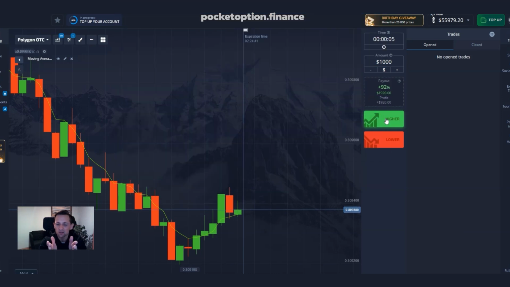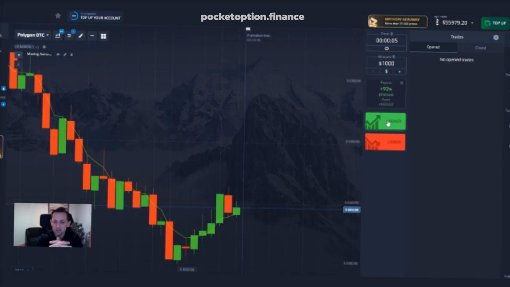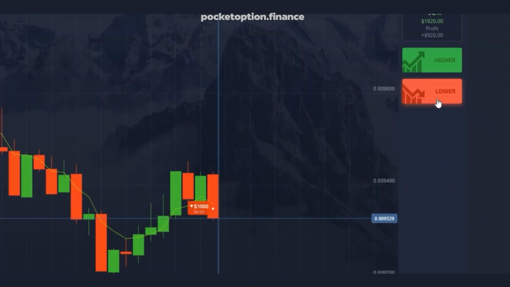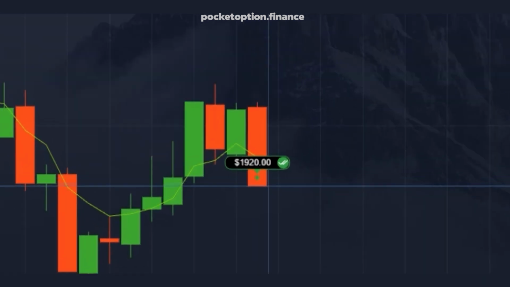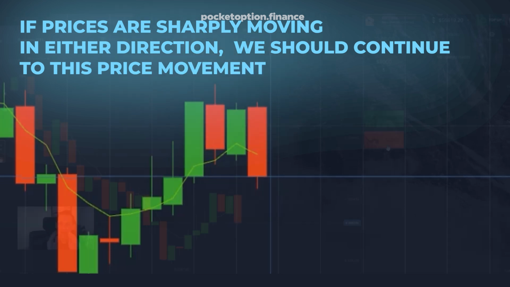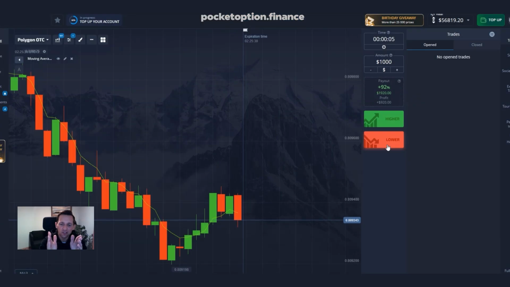Whether the prices will continue for the next 2 hours or for 2 seconds in the same direction, that doesn't bother us. Okay, trade number 4 will be a short trade because we moved sharply lower, and as I was saying in the beginning, if prices are sharply moving in either direction, we should continue with this price movement. And 5 seconds is enough for these kinds of moves because strong moves tend to do so. So our fourth trade was with $920 of profit.